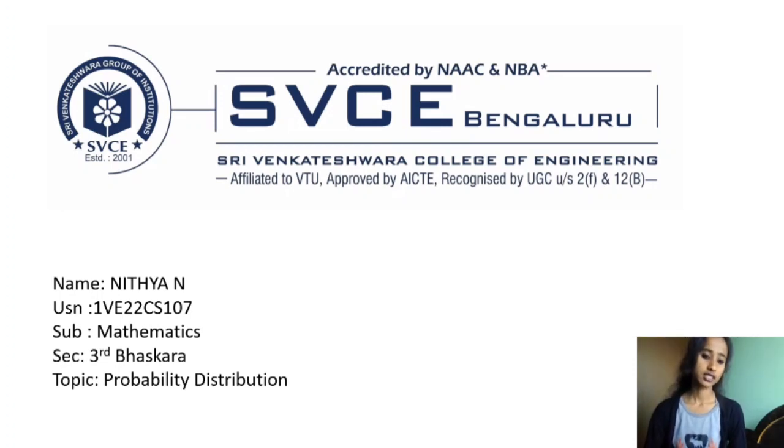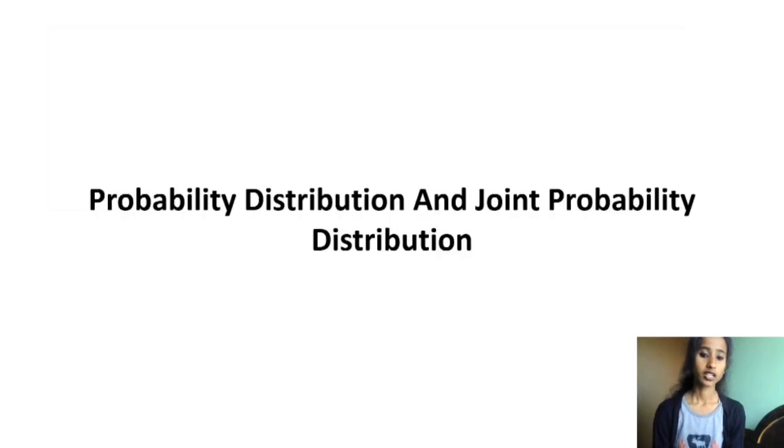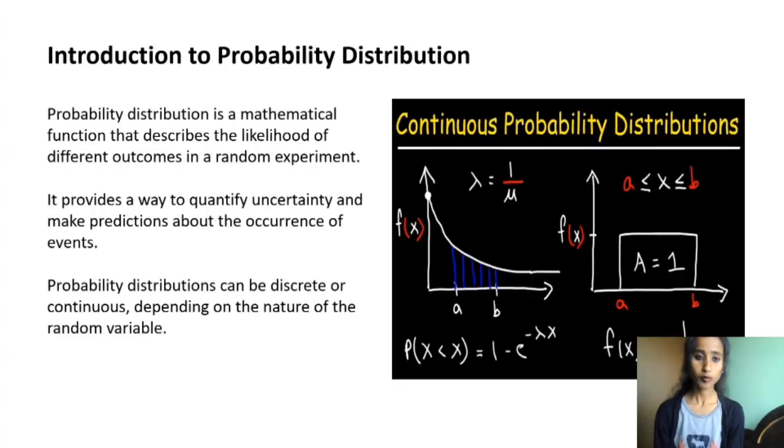In this video, I am going to discuss briefly the topic called probability distribution, which is related to the subject known as mathematics. Our concept is probability distribution and joint probability distribution. First, we shall know the introduction to probability distribution. Probability distribution is a mathematical function that describes the likelihood of different outcomes of a random experiment. It provides a way to quantify uncertainty and make predictions about the occurrence of events. Probability distributions can be discrete or continuous depending on the nature of the random variable.